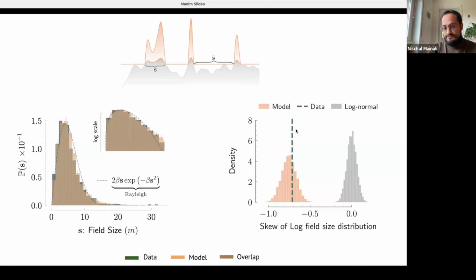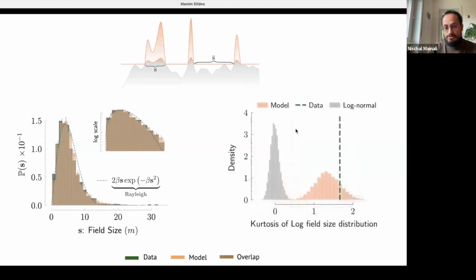And we can also do that for an even higher moment, kurtosis, and see that the match is much better with the thresholded Gaussian process model. So this is just to establish that we not only capture what you see here, means and a rough shape, but also, in a detailed quantitative way, the higher moments of the distribution.